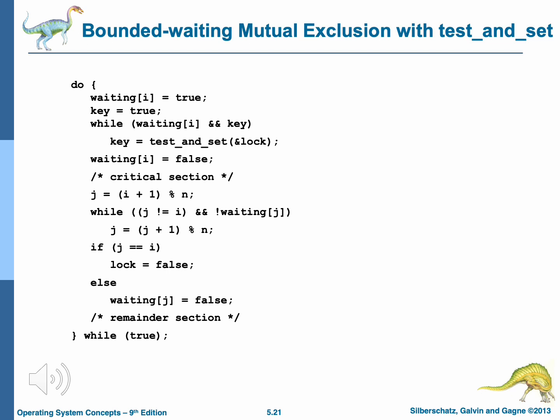i+1, i+2, ..., n-1, 0, ..., i-1. It designates the first process in this ordering that is in the entry section, waiting[j] equal to true, as the next one to enter the critical section. Any process waiting to enter its critical section will thus do so within n-1 turns. Details describing the implementation of the atomic test-and-set and compare-and-swap instructions are discussed more fully in books on computer architecture.